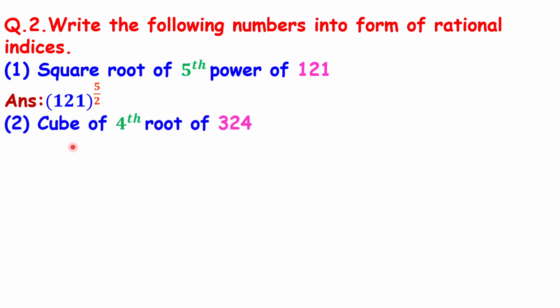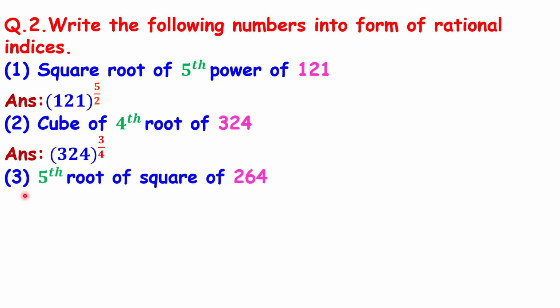So next example. Cube of fourth root of 324. Here 324 is the base, which is the power. Cube is the power. Cube means nothing but 3. And denominator of the index is fourth root means denominator is 4. So answer is 324 raised to 3 upon 4 means 3 is the power and 4 is the root. Okay, did everyone understand?